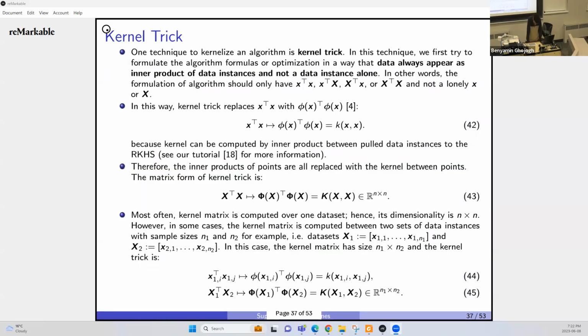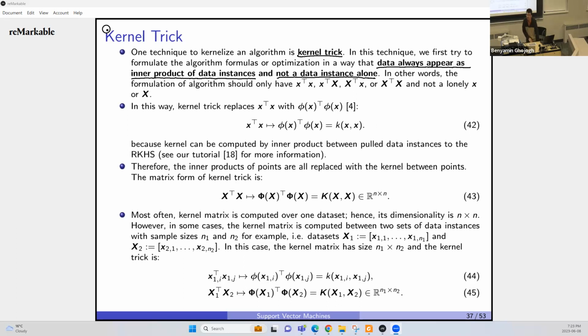One technique to kernelize an algorithm is the kernel trick, so I'm going to talk about the kernel trick in this slide. In this technique, we first try to formulate the algorithm formulas or optimization in a way that data always appears as an inner product of data instances and not a data instance alone.